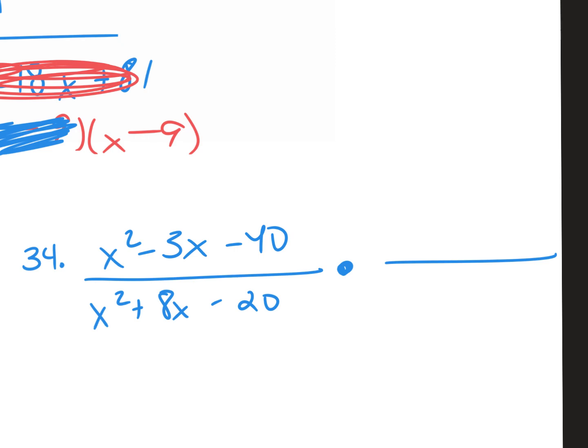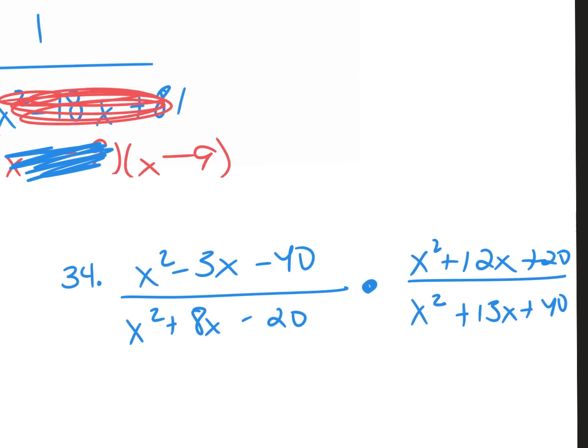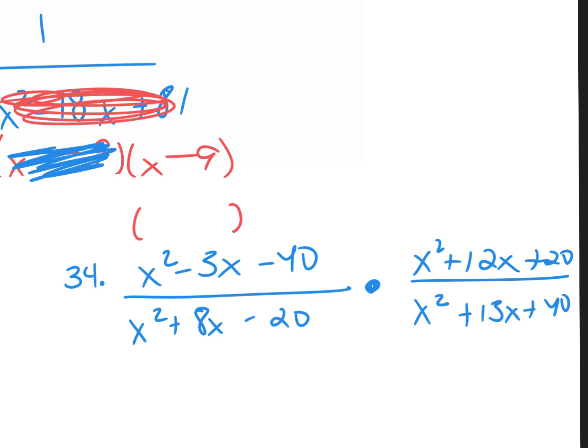So x squared plus 12x. Okay. And then x squared plus 13x plus 40. All right, I have 4 trinomials. Let's factor everything first. Top left, what can I factor? X squared minus 3x minus 40. What can that factor into?